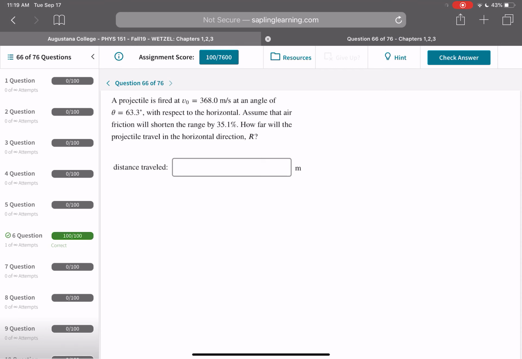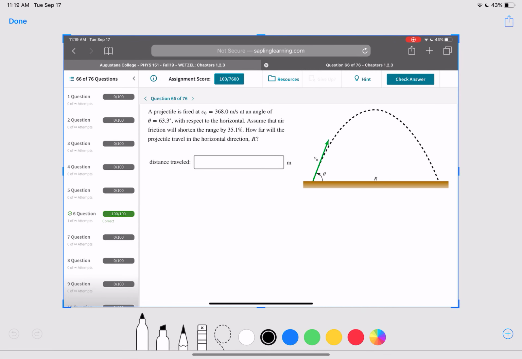Next. A projectile is fired at 368 meters per second, at an angle theta with respect to the horizontal. Assume that air friction will shorten the range by 35.1%. How far will the projectile travel? So what we're going to do is figure out the range and then multiply it by 0.351 because it will shorten it. So what do we have to do?